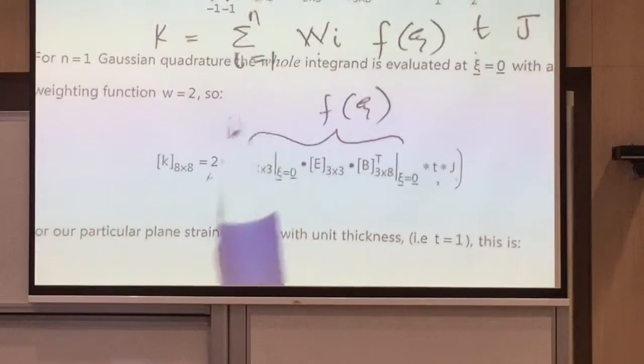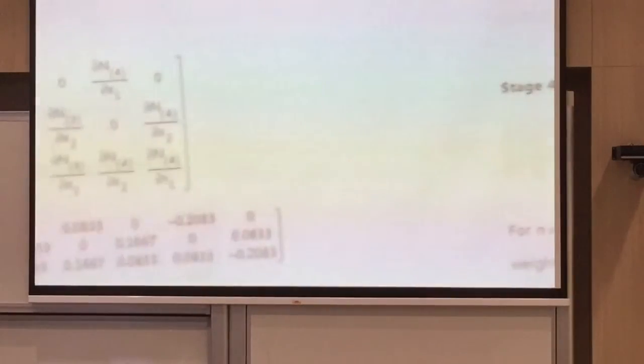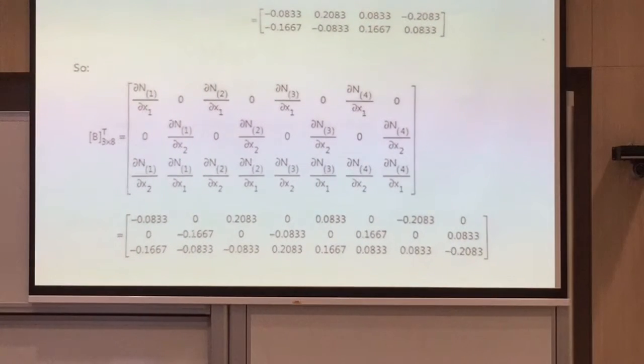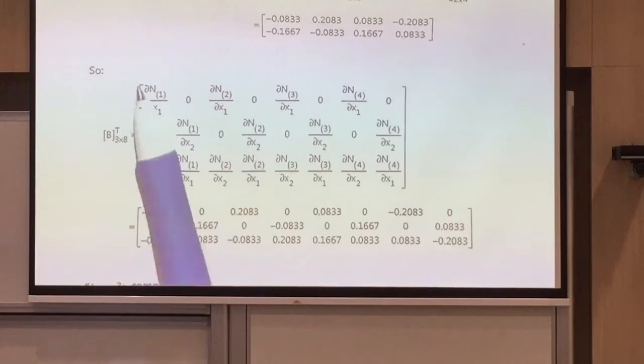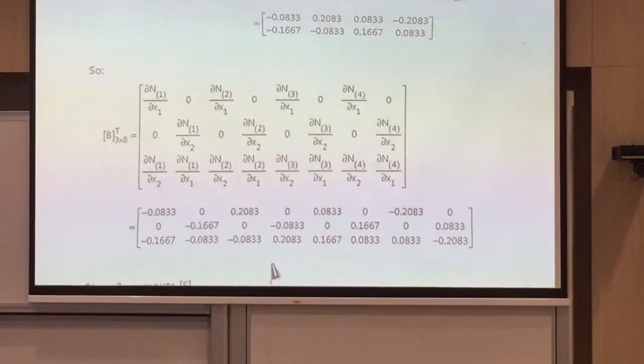Your B here, you have to complete the 3x8. So anyway, what you need is 1, 2, 3, 4, 5, 6, 7, 8. 8 terms, and then just distribute it within your 3x8 matrix.